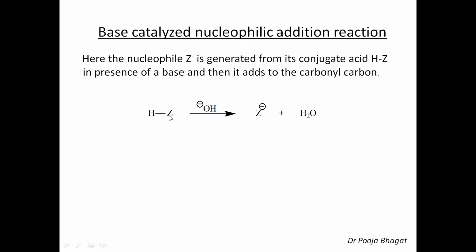Now if this Z partial negative attacks on the carbonyl carbon, and in one case Z negative is attacking on the carbonyl carbon. So out of the two, Z negative is a stronger nucleophile than this Z partial negative, and therefore the rate of reaction increases. So what is the role of the base? Base will increase the nucleophilicity of the nucleophile.